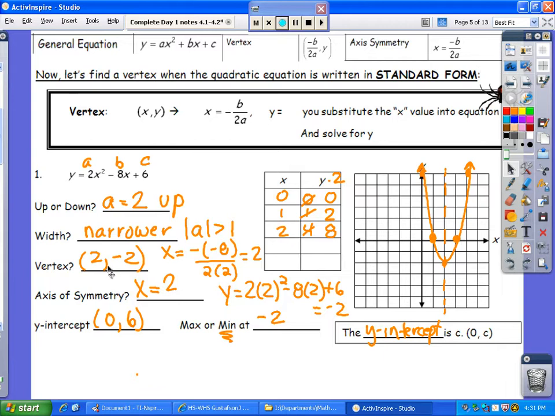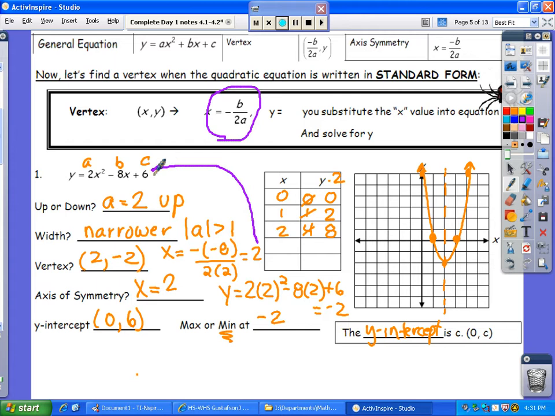Alright, how to find the vertex? We're going to be using this formula to find the vertex. So x is equal to the opposite of b over 2a. So in this case, b is -8, and a is 2. So when I plug in the opposite of -8 over 2 times 2, we're going to get 2.